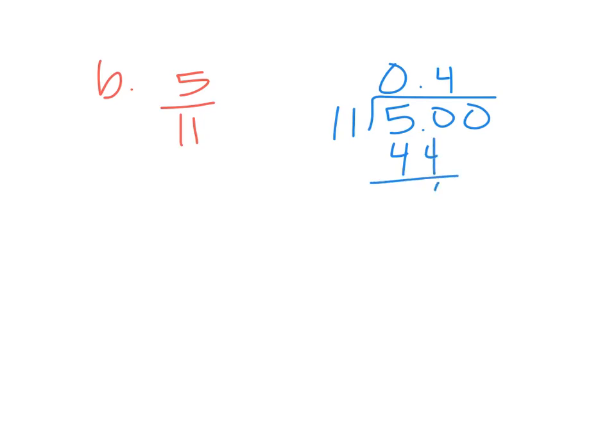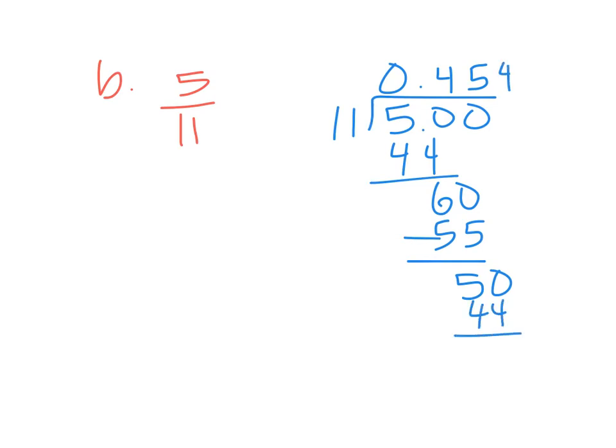Subtract and I get 6. Bring down my 0. How many times can 11 go into 60? 55. Very good, 5. I knew what you meant. Then I get 5. So bring down my 0. How many times can 11 go into 50? 4. It looks like it's going to be a repeat, but we need to check it one more time.